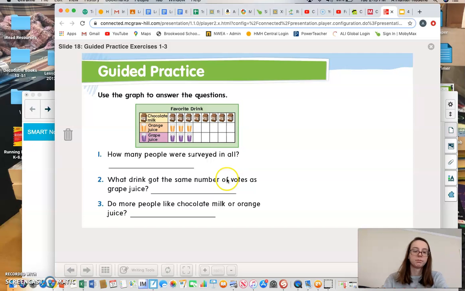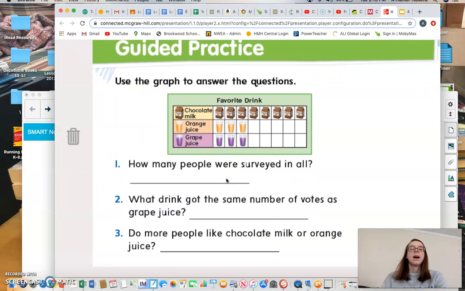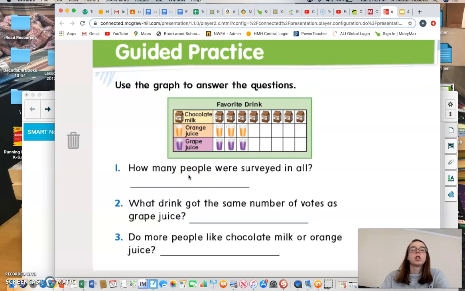Here we go. How many people were surveyed? When we're doing this, we need to count all of them. So how many people? Count it up. 1, 2, 3, 4, 5, 6, 7, 8, 9, 10, 11, 12, 13.